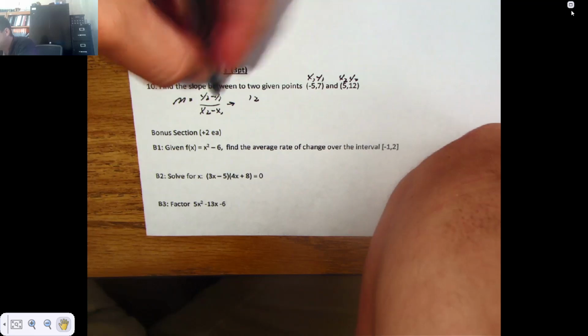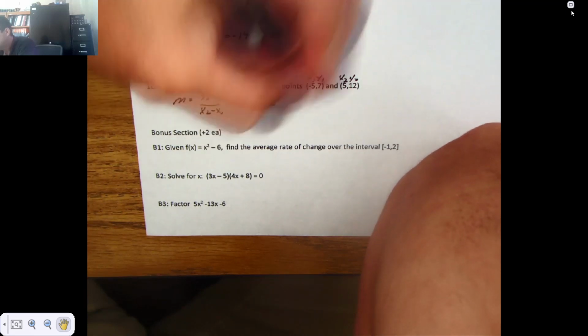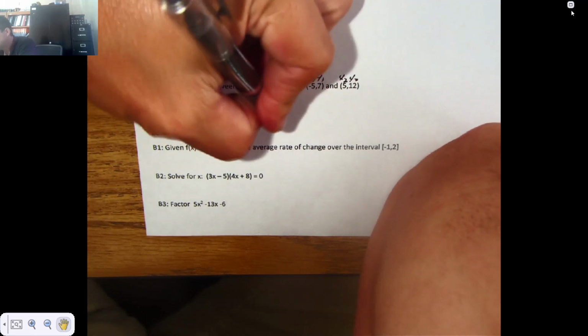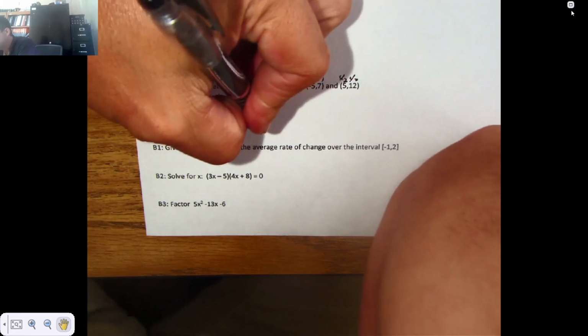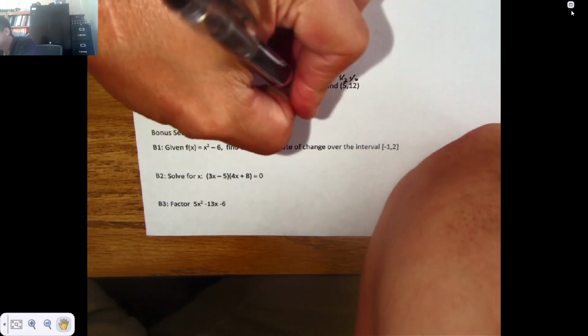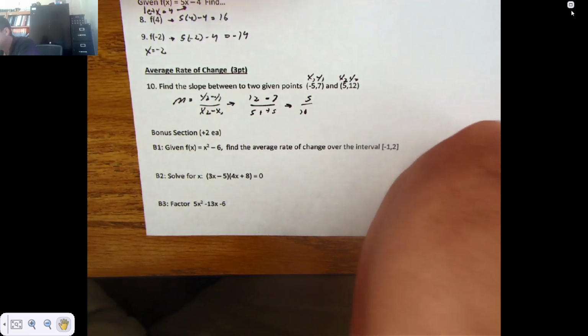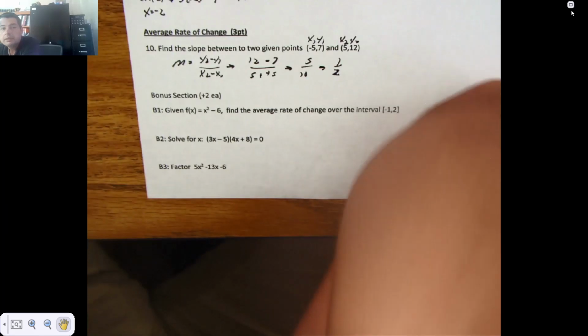This would be 12 minus 7 over 5 minus a -5. Everybody knows that taking away a negative is addition. This becomes 5 over 10 if you do the math, which is a half, because 5 and 10 are both divisible by 5. Bonus section, which a lot of kids won't try, which bugs me.